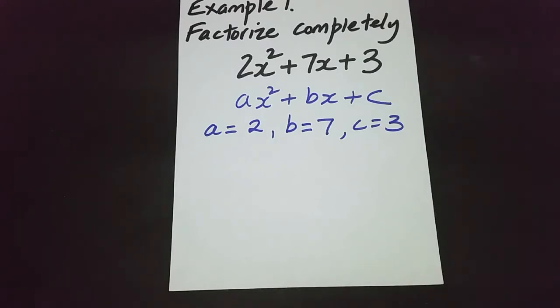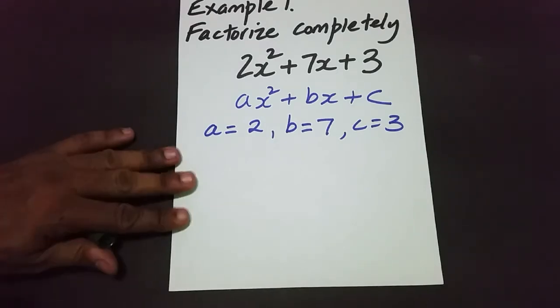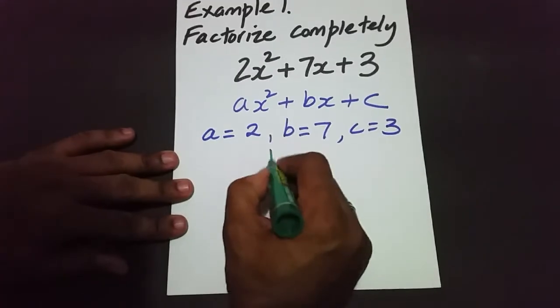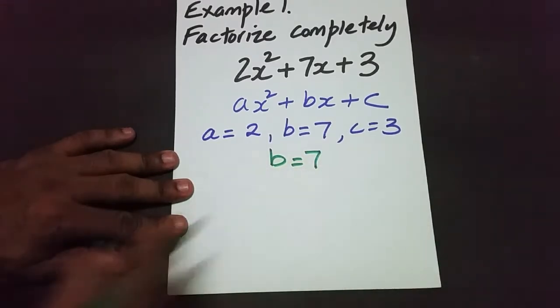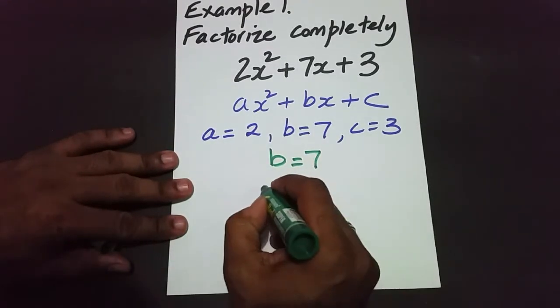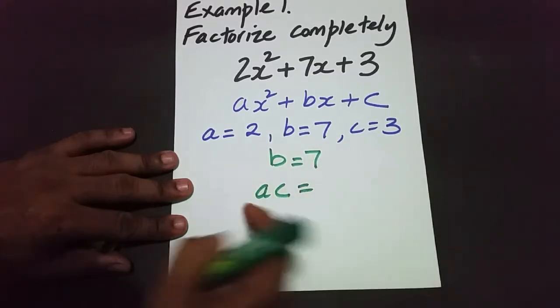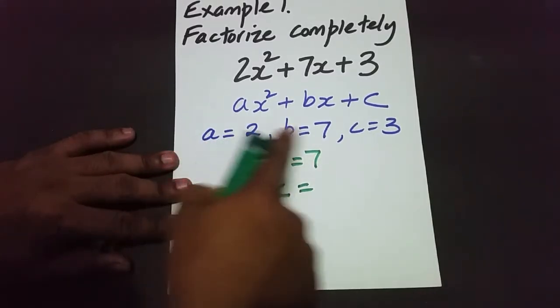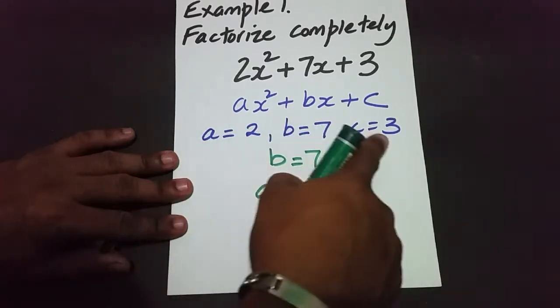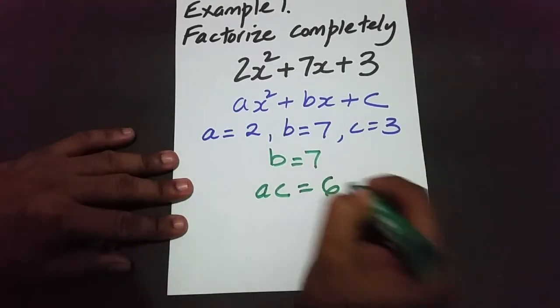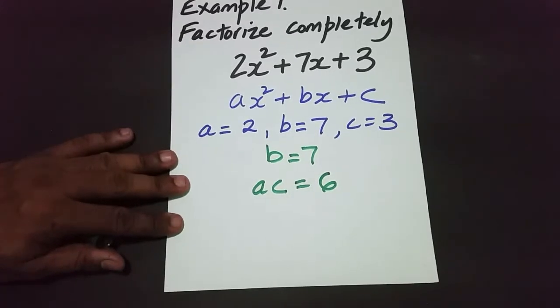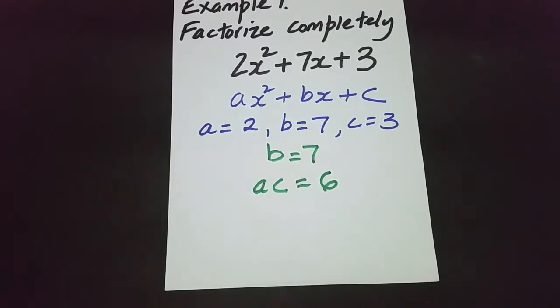Now, the first thing we're going to do is focus on the value of b. In this case, b is 7. And also focus on the product of ac, which means a times c. If you look closely, a times c, 2 times 3, is 6. So the product of ac, which means a times c, will in this particular case be 2 times 3, which is 6.